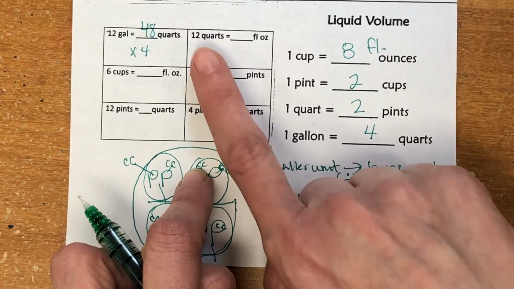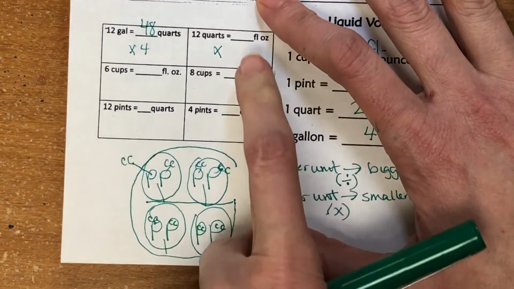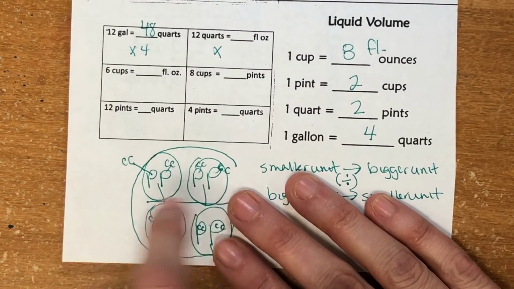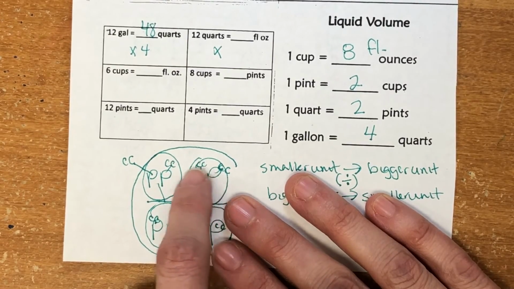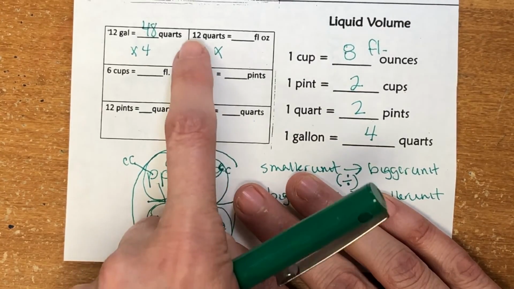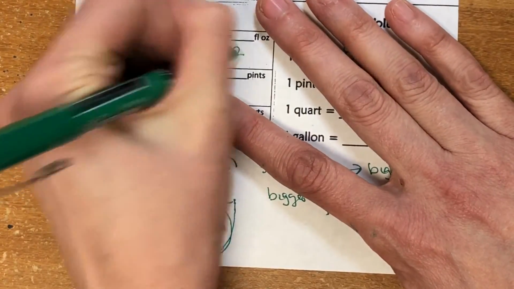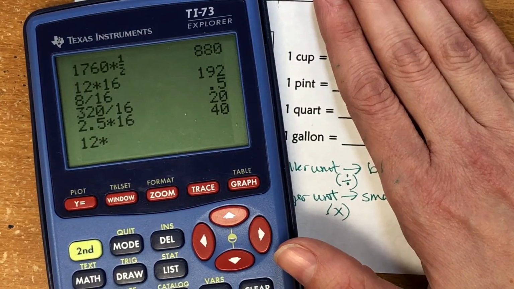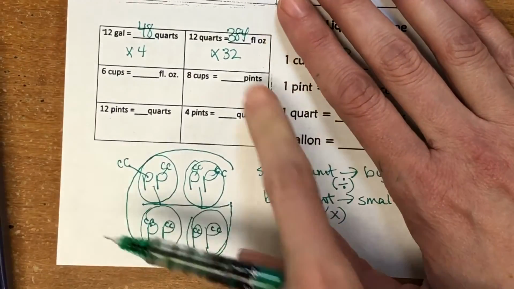So what do you think, am I going to divide or am I going to multiply? I'm going to multiply. So how many ounces are in a quart? If each cup has 8 ounces and there's 4 cups to a quart, so 8 times 4 is 32. So I'm going to multiply by 32. If I multiply 12 times 32, I should get 384 fluid ounces in 12 quarts. Okay, that one took a lot of thought.